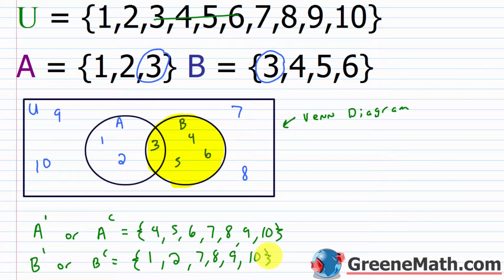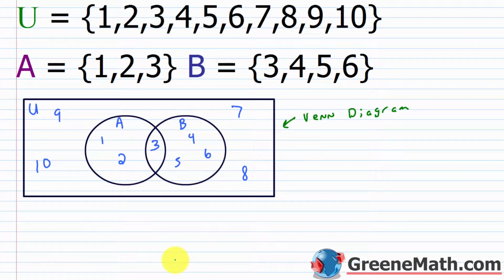Now, let's erase this real quick. Let's now talk about the union of two sets. The union of two sets, let's say A and B, is denoted with a symbol that kind of looks like a U. So we'd say A union B is equal to the set of all elements of A along with all elements of B.